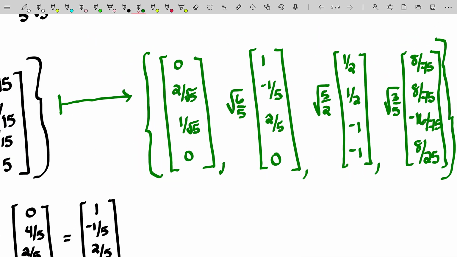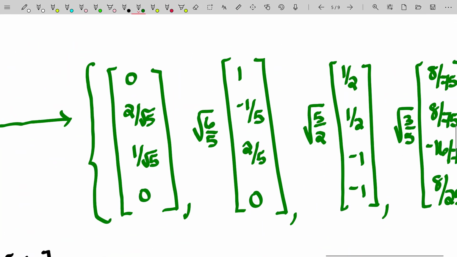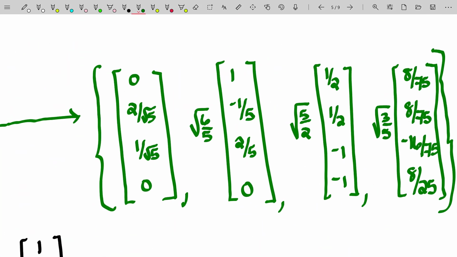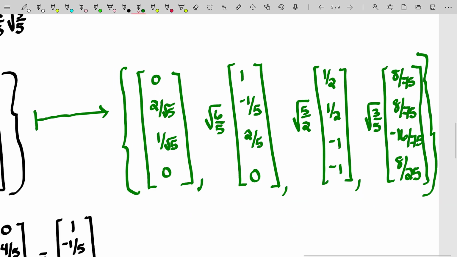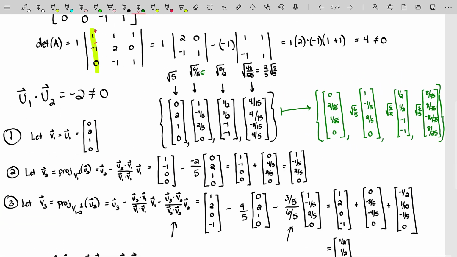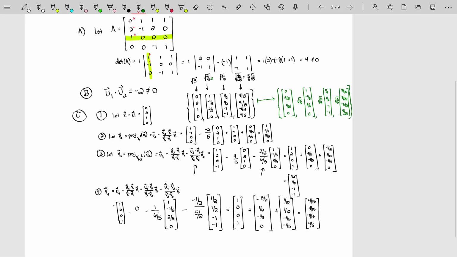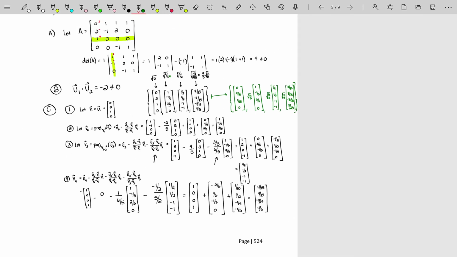Notice I really did a lazy job here with the square roots. I could have brought those in there, but it's nasty enough when you have 4 vectors like this. But you can see it is a bit of a process. It's very mechanical, but the process is important. The Gram-Schmidt process that we're using here to orthogonalize a basis is incredibly important and very, very useful.